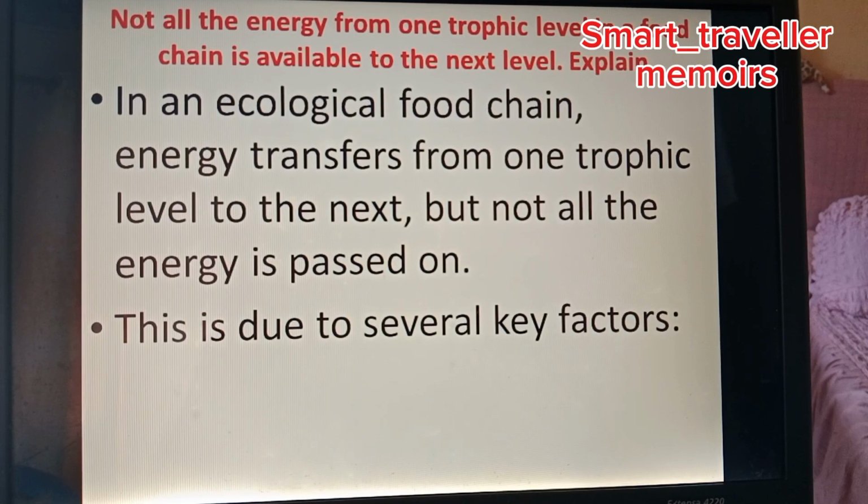So now, I want to expound on those points given above. Not all the energy from one trophic level in a food chain is available to the next level. We explain. In an ecological food chain, energy transfers from one trophic level to the next, but not all the energy is passed on. This is due to several key factors.